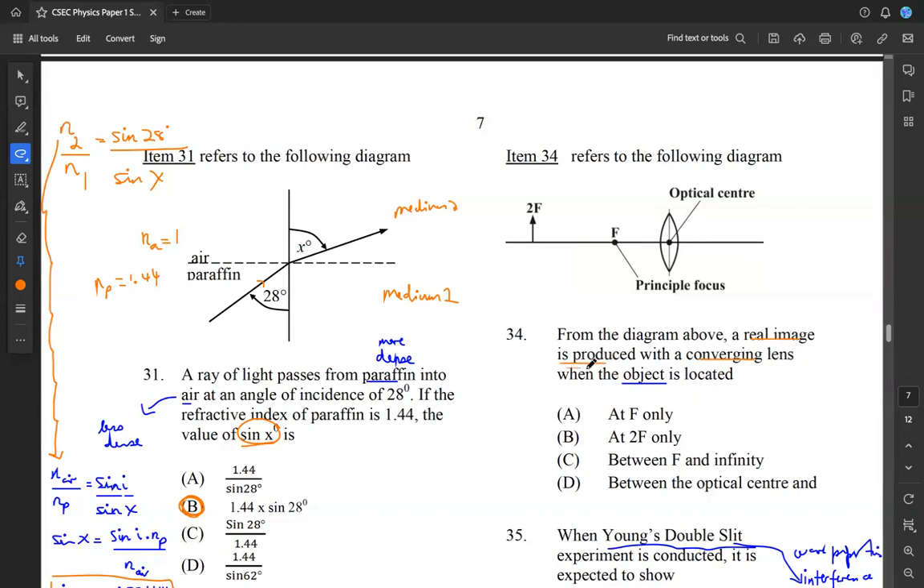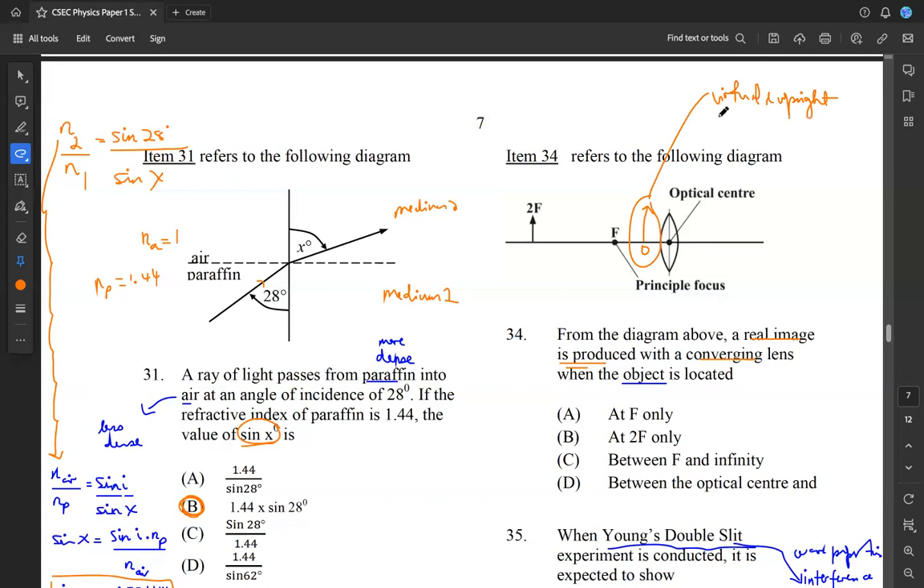Where does the object have to be for that to be the case? Well, what we do know about converging lenses is that these kinds of lenses are always going to give us a real image, except when the object is between the focus and the optical center. So if I were to put the object here, only in this case will I get a virtual and upright image. So a virtual and upright image is only possible from a converging lens when you put the object between the focus and the lens itself.